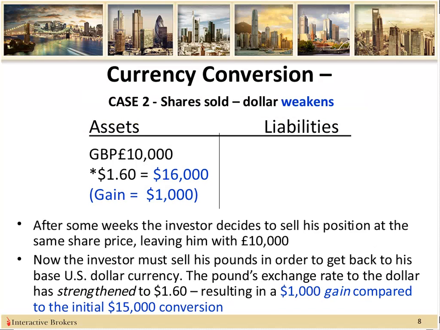So when the investor converts 10,000 pounds back into dollars, it produces 16,000 US dollars, or a windfall gain of $1,000, despite no change in the value of the underlying share price. In this case, the investor has benefited by holding a position denominated in British pounds, thanks to a weakening of the dollar.